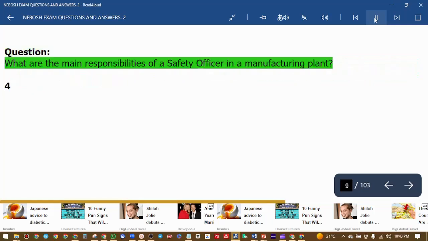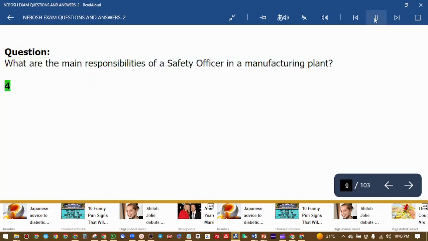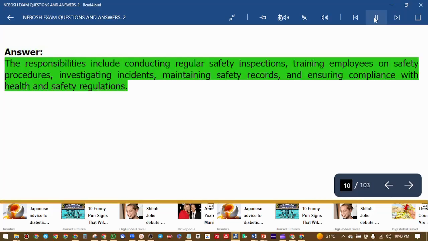Question 4. What are the main responsibilities of a safety officer in a manufacturing plant? Answer. The responsibilities include conducting regular safety inspections, training employees on safety procedures, investigating incidents, maintaining safety records, and ensuring compliance with health and safety regulations.